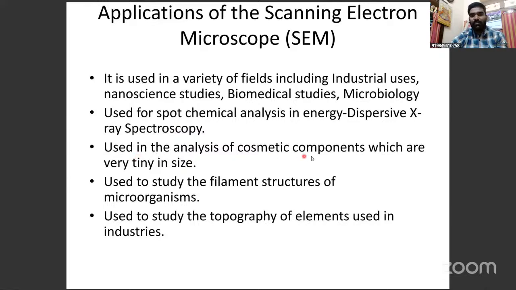It is used in the analysis of cosmetic components, which are very tiny in size. It is used to study the filament structures of microorganisms. It is also used to study the topography of elements which are used in the industry.